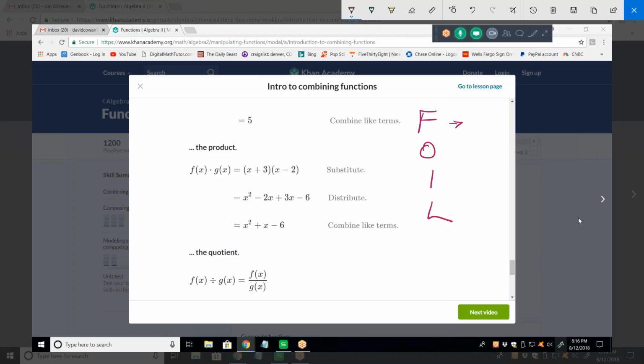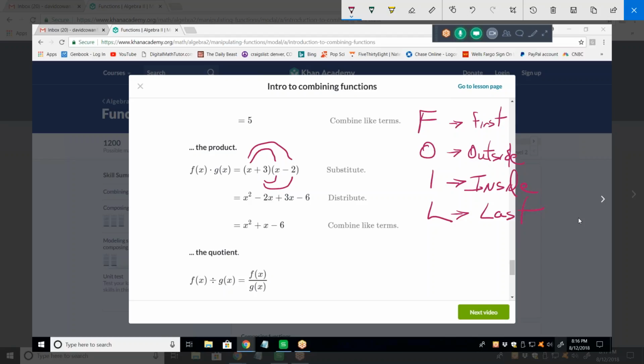FOIL stands for first, which is this times that. That stands for outside, which is this times that. That stands for inside, which is this times that. And that stands for last. The only thing left is that times that. Now, that's the way it's taught to most of my students, is FOIL.